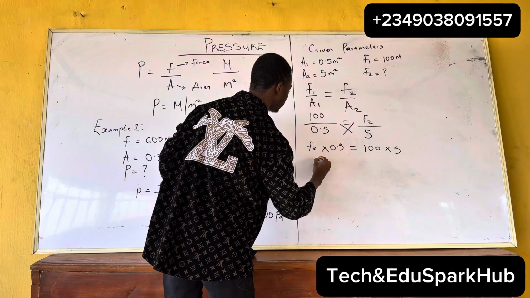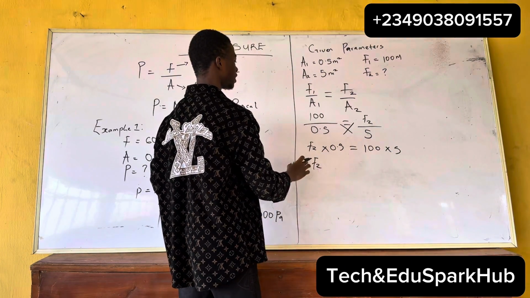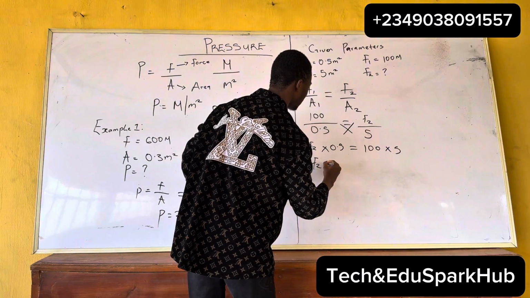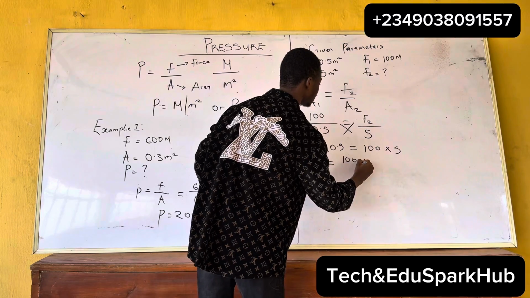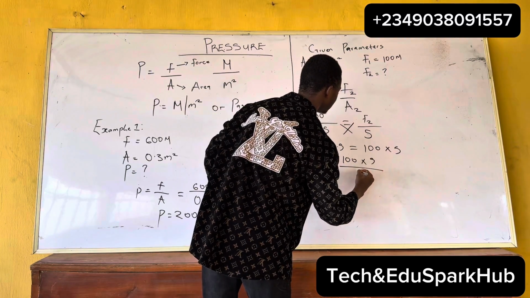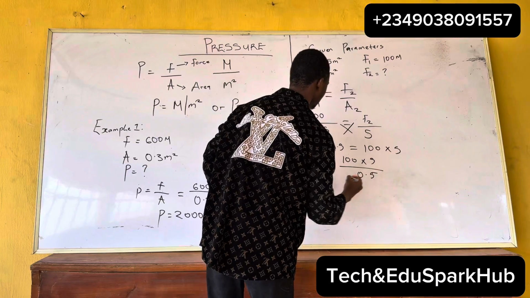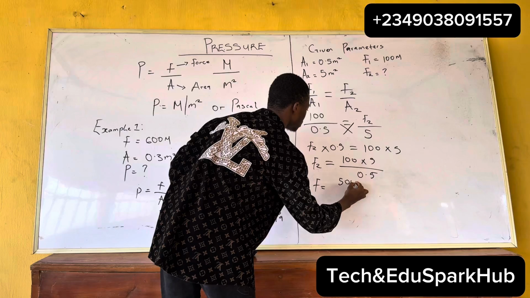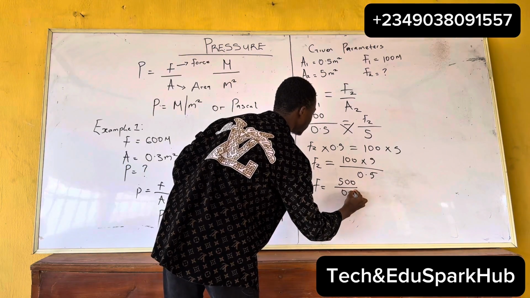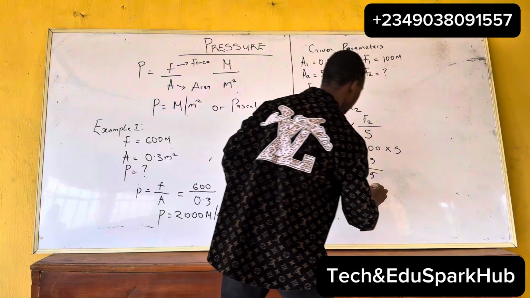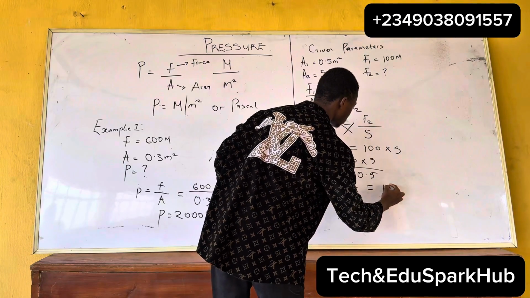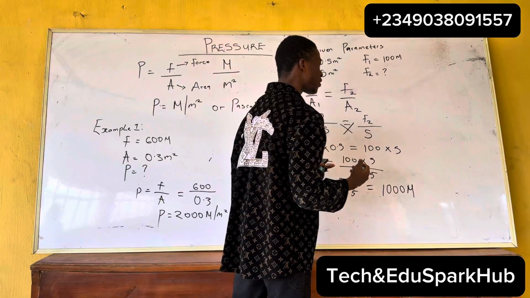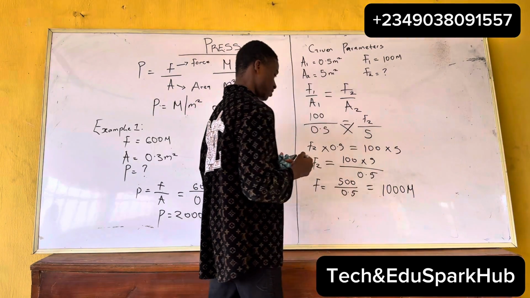And in this case, we have F2, making F2 the subject of the formula. So this multiplication will turn to division on getting to this side. So we have F2 is equal to 100 times 5 divided by 0.5. And in this case, our F2 will be equal to 500 divided by 0.5. And our F2 in this case will be equal to 1000. So don't forget the unit of force, which is in Newton. And this is our final answer to this type of question.